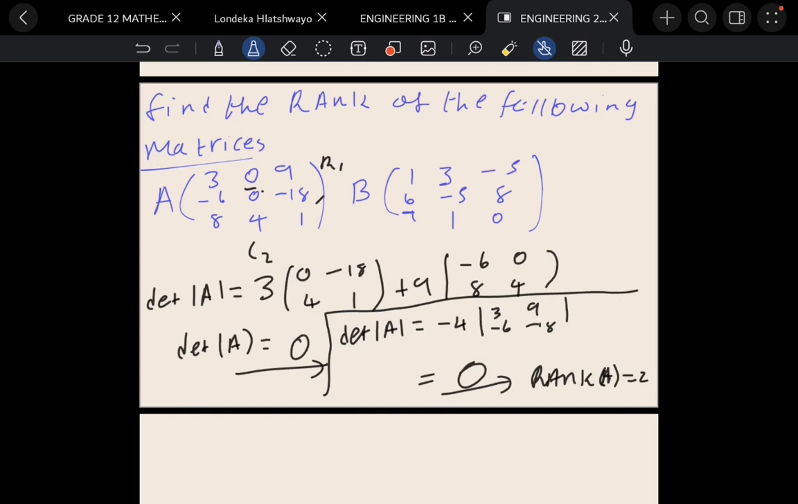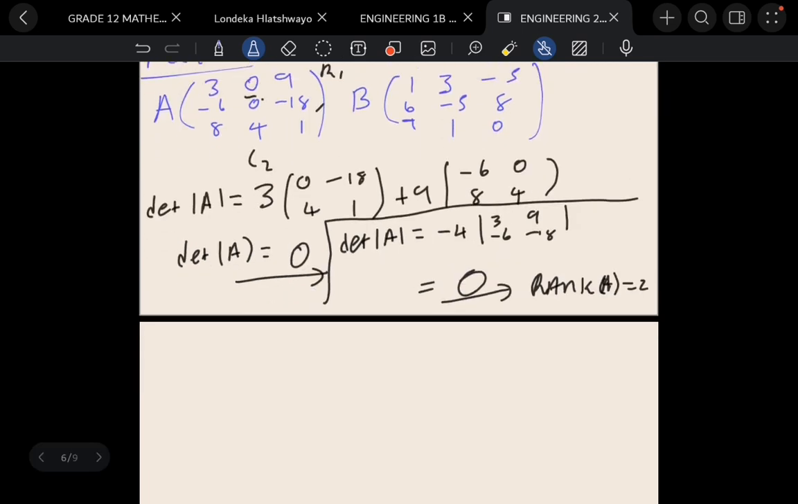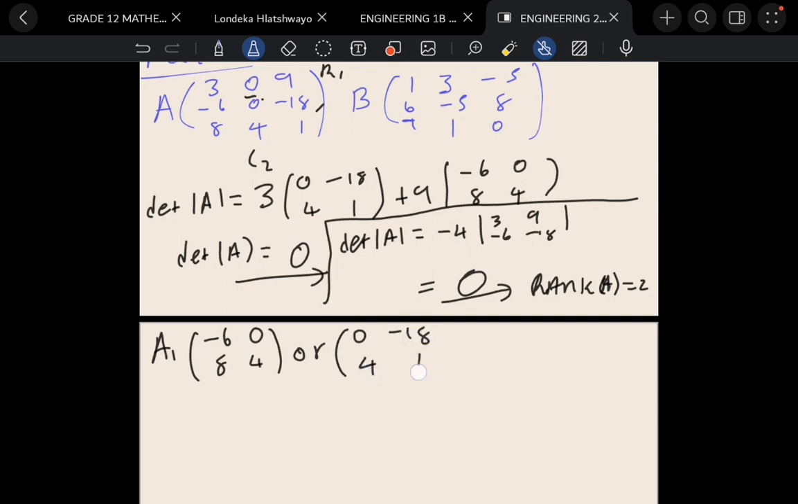Now you can really see that 3, 0, negative 6, 0 gives you 0. 0, 9, 0, 18 also gives you 0. Minus 6, 0, 8, 4 does not give you 0. And 0, minus 18, 4, 1 does not give you 0. I'm going to take out a matrix from A that can never give you 0. So matrix A1 is negative 6, 0, 8, 4, or matrix 0, negative 18, 4, 1.